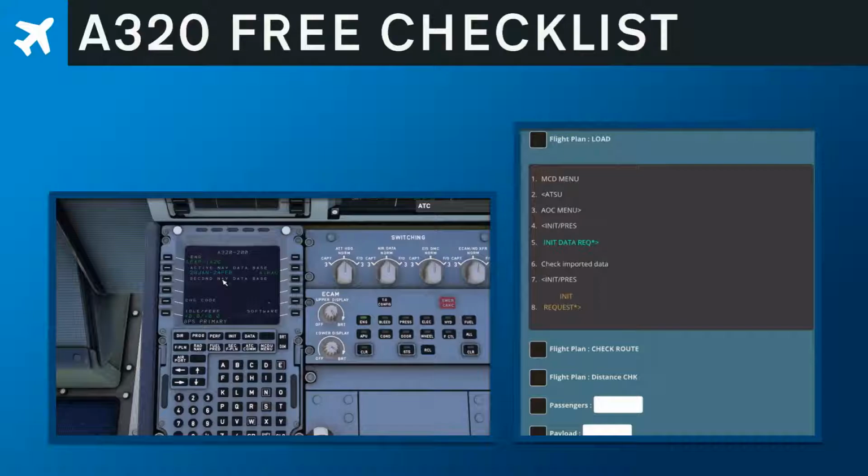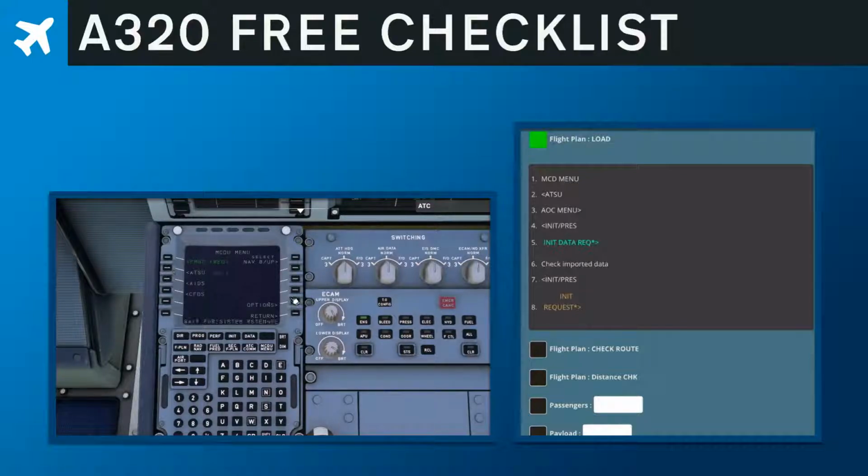So now we're going to load the flight plan. And to do that, we'll go back to the MCDU. We'll press ATSU and init request. No, follow my instructions. That'd be good. Oh yeah, and then init data request. That's good. Now we press init again, and okay. So let's go. Right. And sometimes this happens.